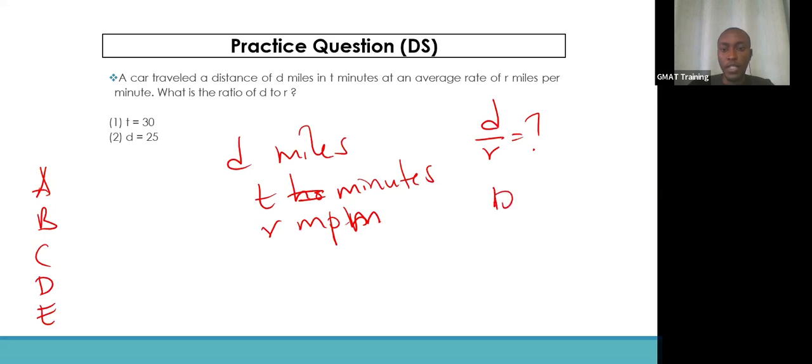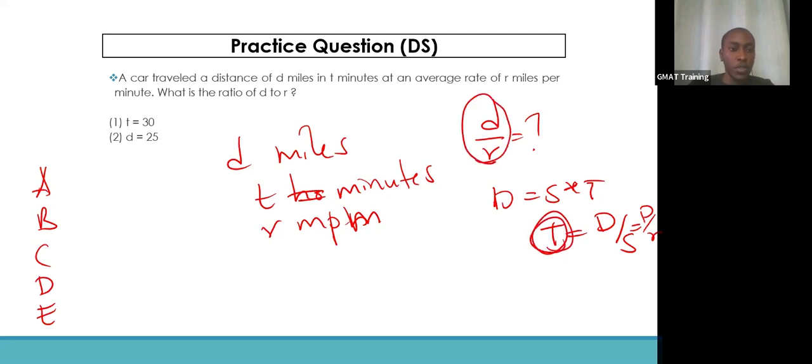If you remember the formula, distance equals speed times time. So the speed or the rate equals d over t. What you're asked here is the time, since you're dealing with distance over speed, which is distance over rate. So you have to find the time, or this ratio here. If statement 1 tells you that t equals 30, then definitely that's the ratio you're looking for, d over r, which is also the time.